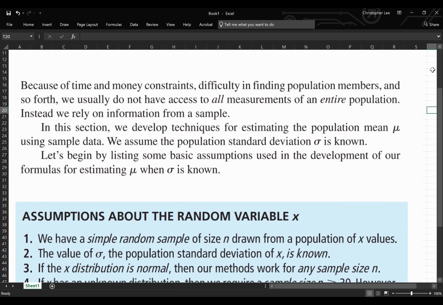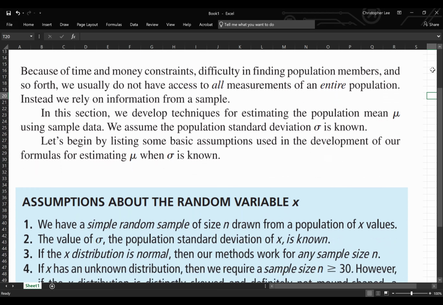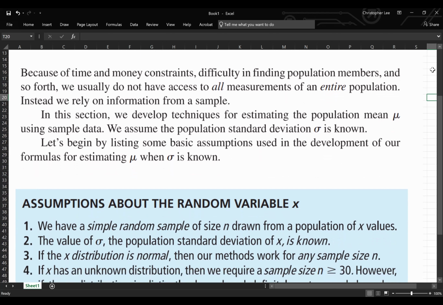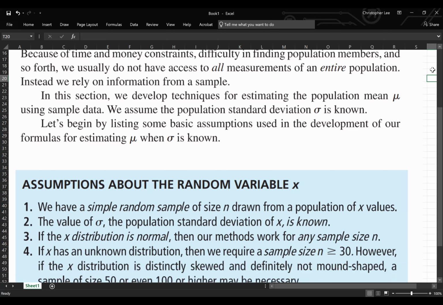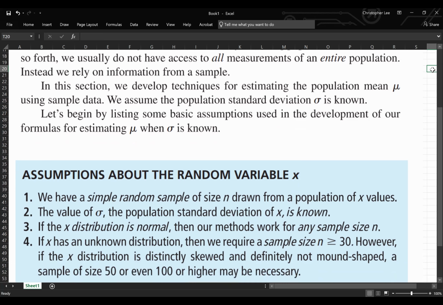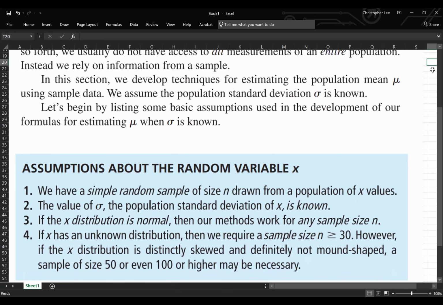Three, if the x distribution is normal, then our methods work for any sample size n. Four, if x has an unknown distribution, then we require a sample size of n greater than or equal to 30. However, if the x distribution is distinctly skewed and definitely not mound shaped, a sample size of 50 or even 100 or higher may be necessary.